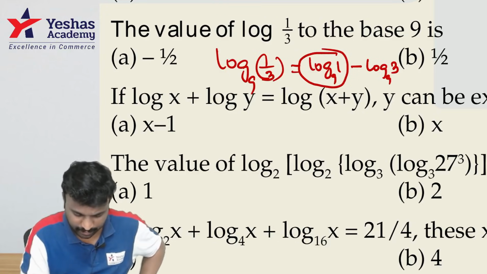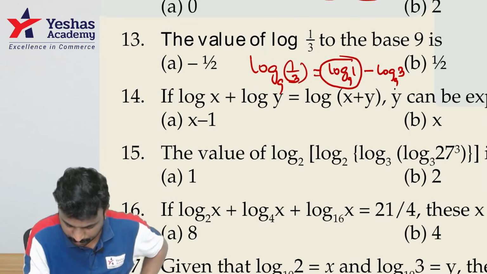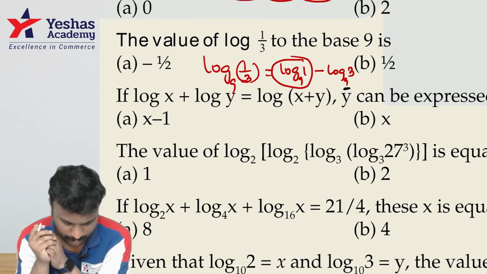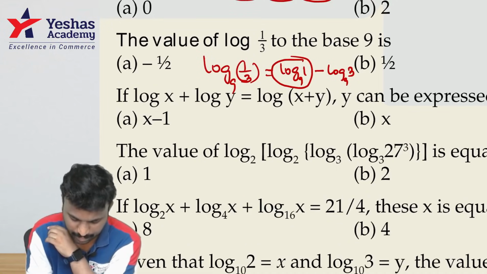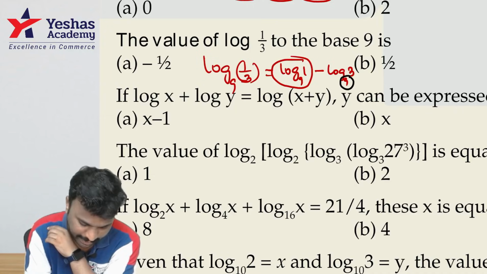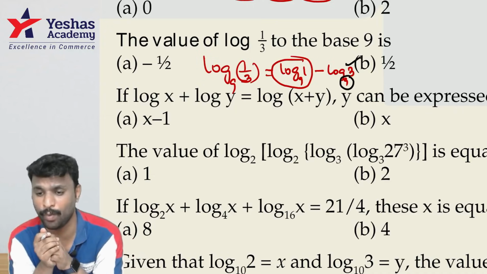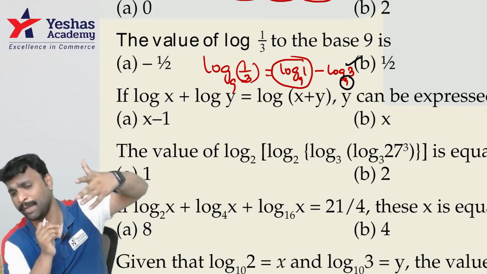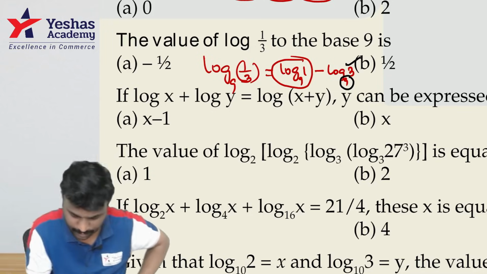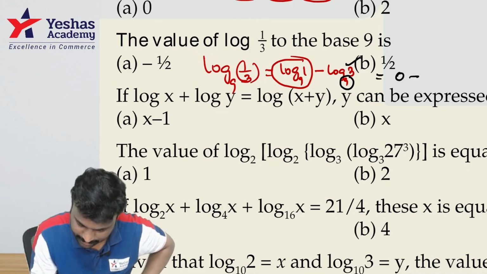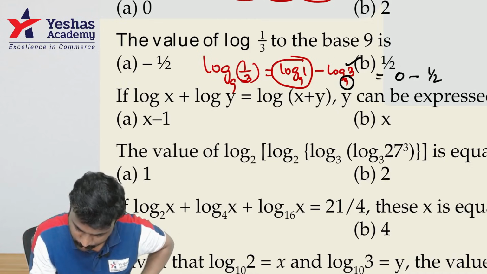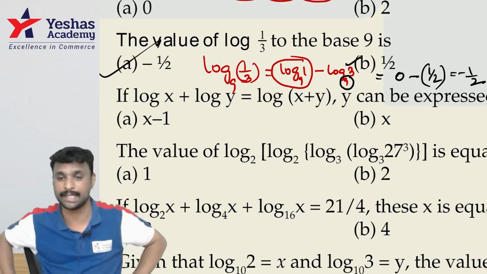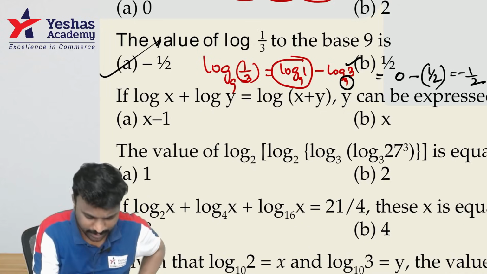Now guys, we just have to find the values. So to what power do I have to raise 9 so that I'll get 3? Definitely 9 power 1/2 is 3, because 9 power 1/2 means root of 9. So basically this is 0 and this is my 1/2. So 0 minus 1/2 is minus 1/2. That is option A. Of course, you can solve this in one more way.